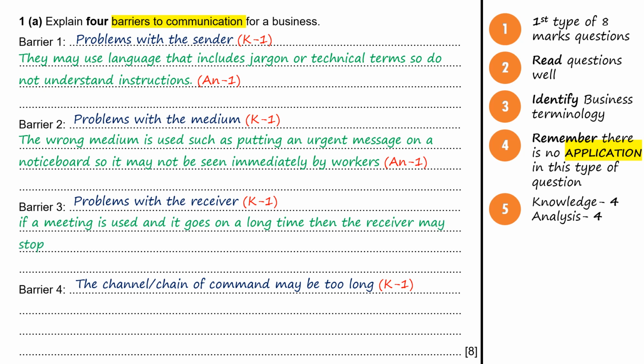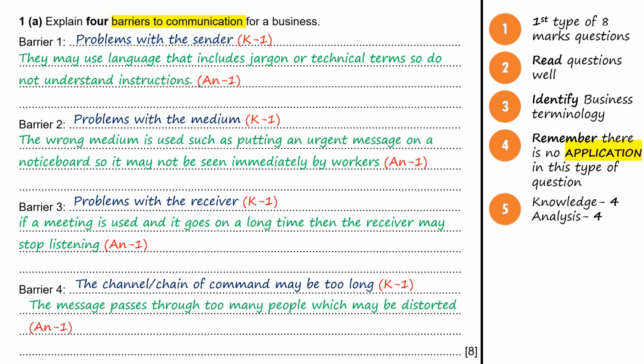The third one, the problems with the receiver. If a meeting is used and it goes on a long time, then the receiver may stop listening. And the final one is the channel or chain of command may be too long. The message passes through too many people, which may be distorted. Okay, this is a model answer for the first type of 8 marks question.